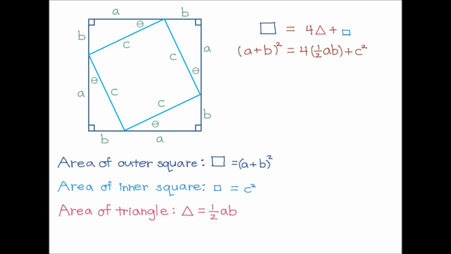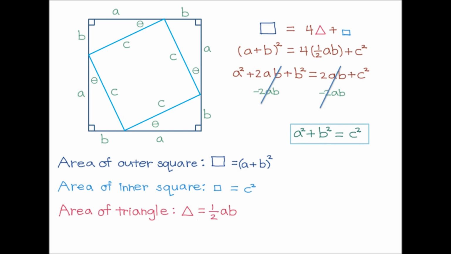Foiling the left side, we get A squared plus 2AB plus B squared. And seeing that 4 over 2 simplifies to 2, on the right side, we get 2AB plus C squared. Subtracting 2AB from both sides, we then get our Pythagorean theorem, A squared plus B squared equals C squared.